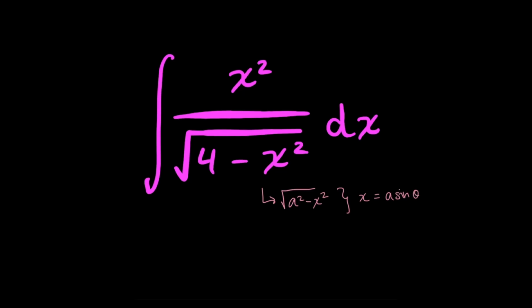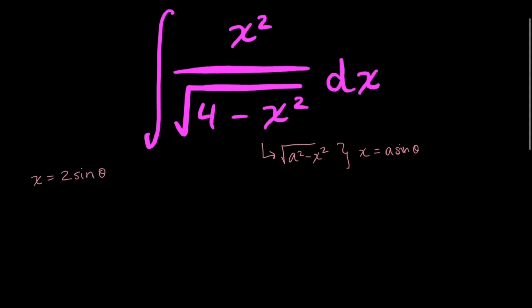In our case, our a squared is equal to 4, so that means our a is going to be equal to 2. So x is going to be 2 sine theta. My dx is just going to be the derivative of my x, so this is going to be equal to 2 cosine theta d theta.